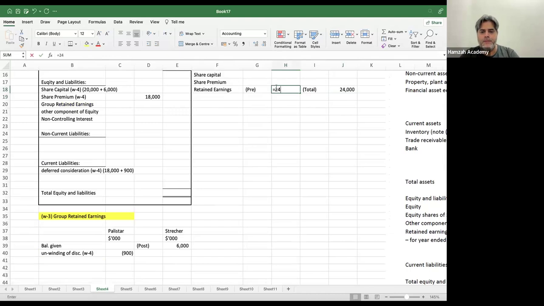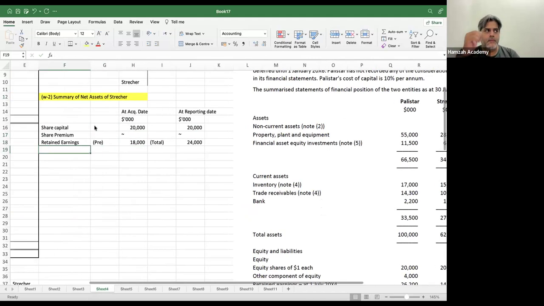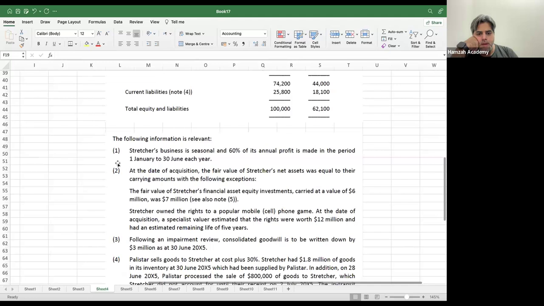So the pre is going to be 18,000 over here, right? So we are going to have our retained earnings like this. Then the equity component, we have 20,000, nothing for the premium over here. Done? Okay. Now, point number 1 is done as well. At the date of acquisition, the fair value of Stretcher's net assets was equal to their carrying amounts with the following exceptions. So we have the exceptions now that we need to take into account.